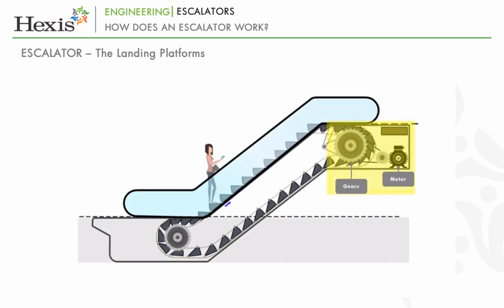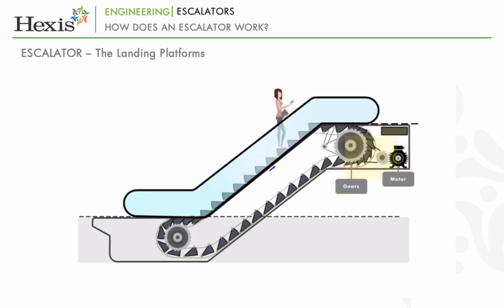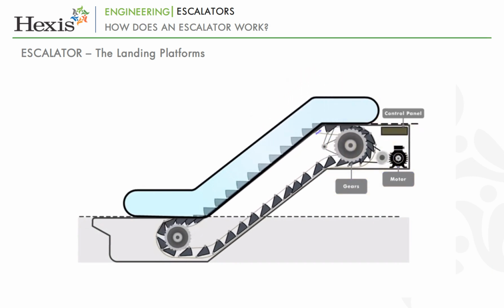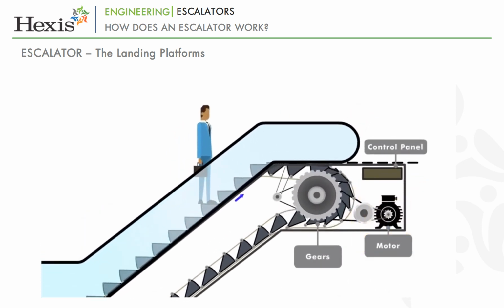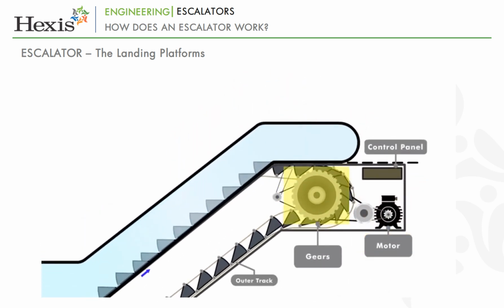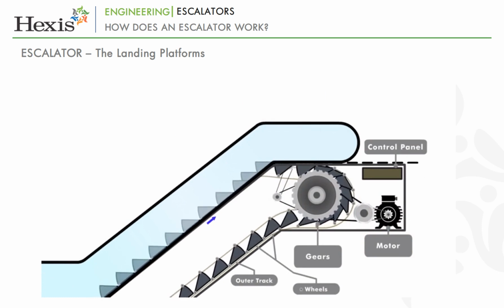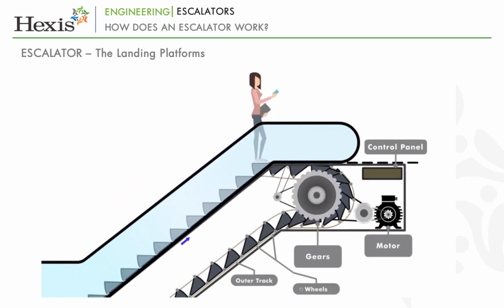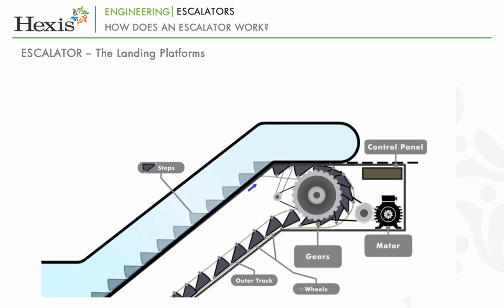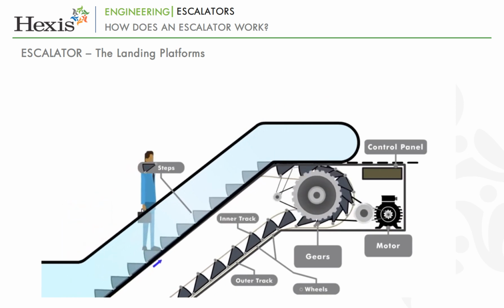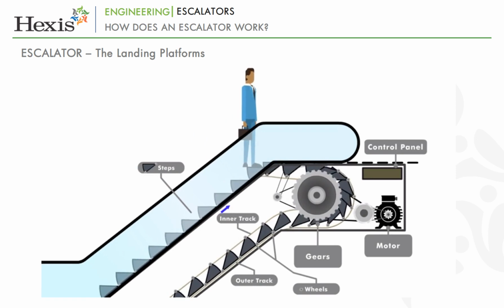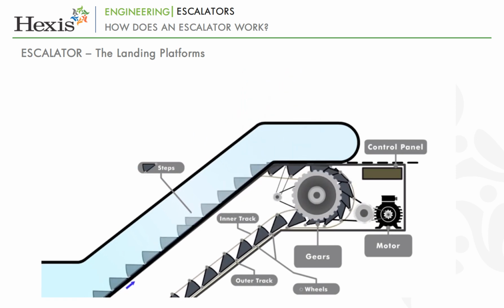The motor and gear assembly drives the chains, which pull the tracks from bottom to top in a continuous loop. There are two sets of tracks on which the wheels of the steps are placed. The outer track is for the top set of wheels, which are connected to the chain that loops around the gear and pulls the steps up, and the inner track carries the lower set of wheels for stability and keeping the steps horizontal at all times.